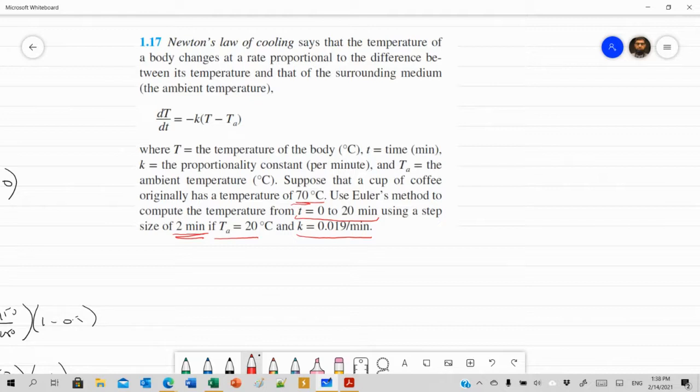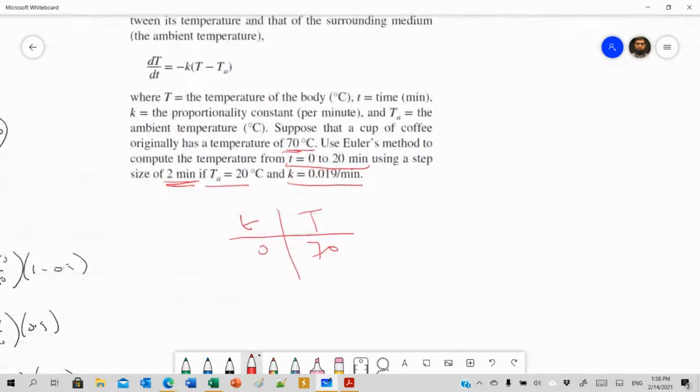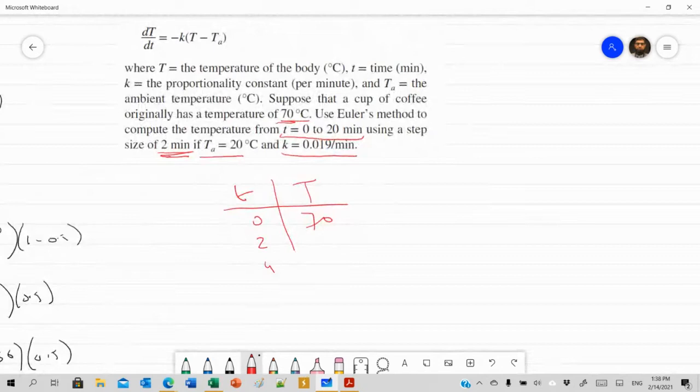It's very simple and straightforward. Try to find at least, you are starting from 0 with steps of 2. So you'll have time and temperature. At 0 is 70. Then 2, 4, 6, 8, you need to go up to 20.